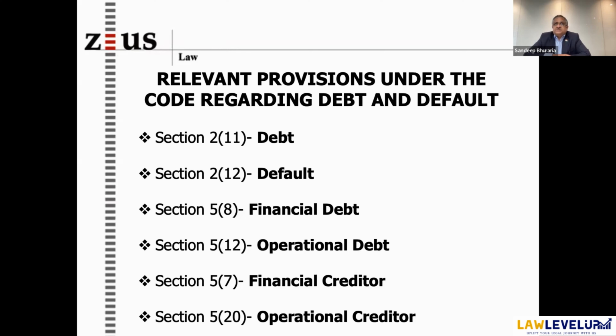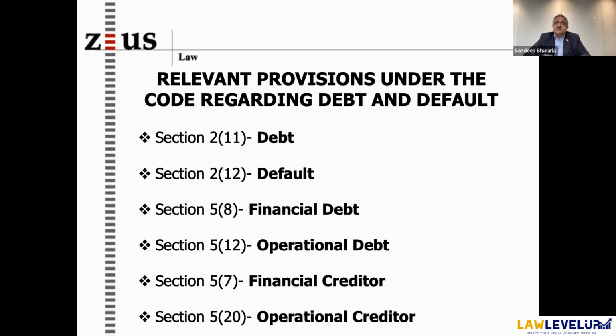Now, Section 5, subsection 12 defines an operational debt. An operational debt means a claim in respect of provision of goods and services, including employment claims, in respect of payment of dues arising under the law for the time being in force. So financial debt is a debt which is due to a financial creditor. And Section 5, subsection 7 defines a financial creditor. A financial creditor over here means any person to whom a financial debt is owed and includes a person to whom such debt has also been assigned.